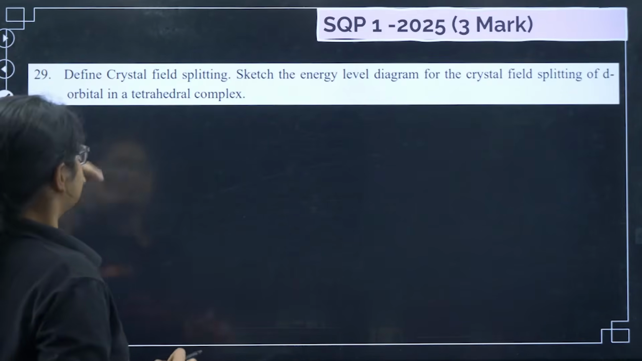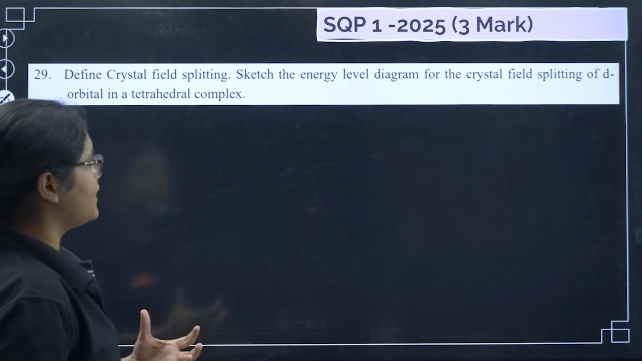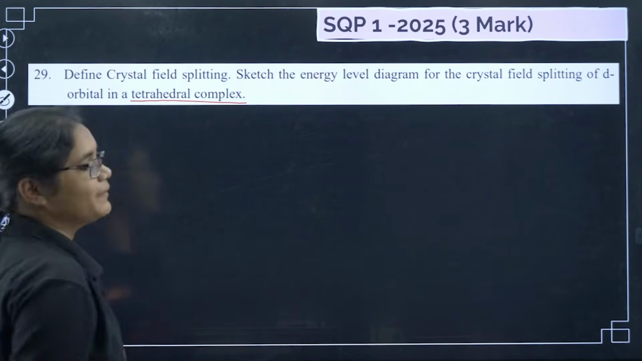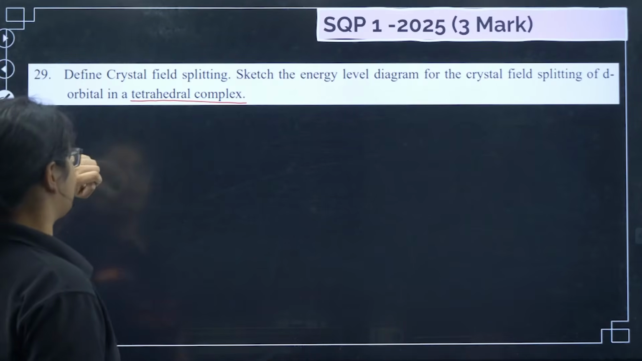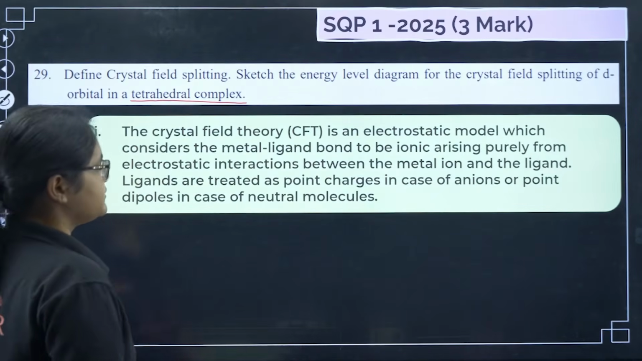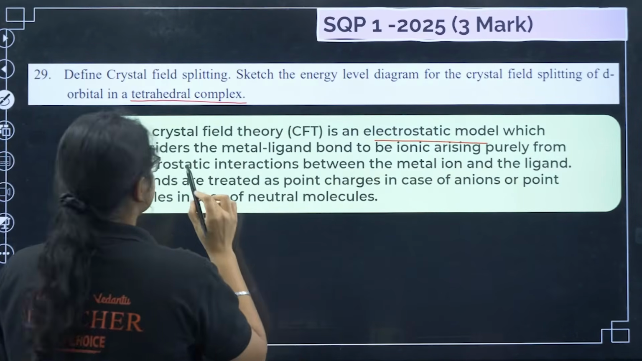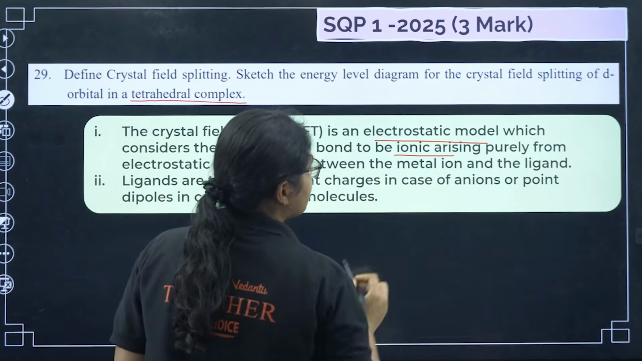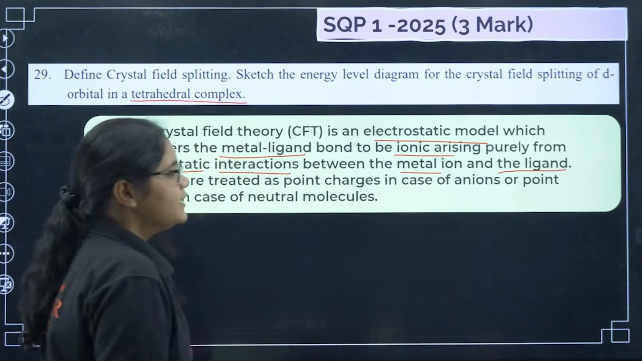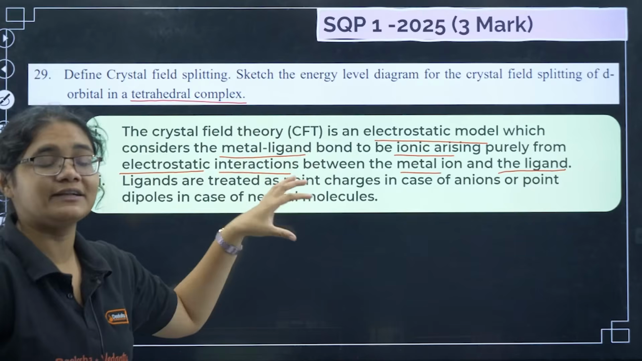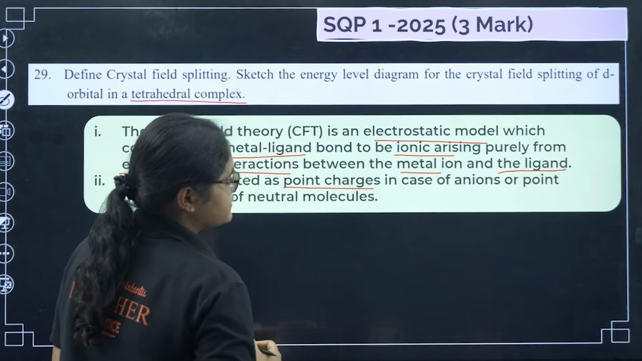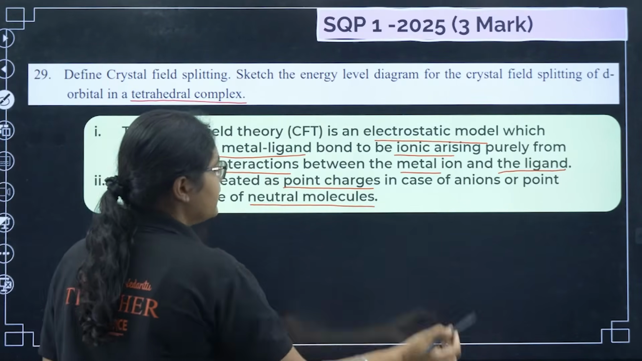Okay. Next, define crystal field splitting. Sketch the energy level diagram for the crystal field splitting of d orbitals in the tetrahedral complex. So it is asking for tetrahedral complex. First of all, what is crystal field splitting? Crystal field theory is an electrostatic model which considers the metal-ligand bond to be ionic, arising purely from the electrostatic interactions between the metal ion and the ligand. Ligands are treated as point charges in case of anions or point dipoles in case of neutral molecules.